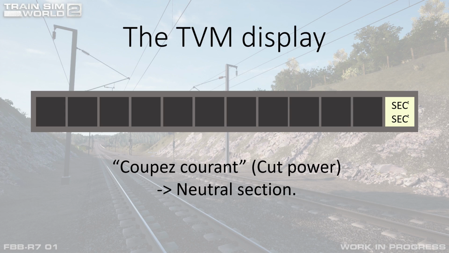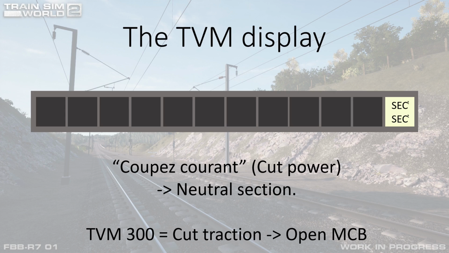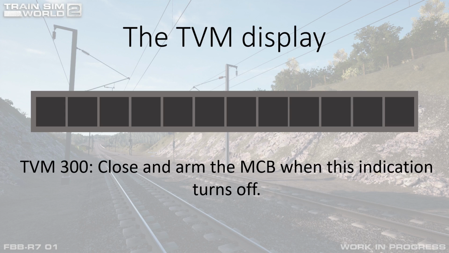You would not need to worry if you're running under the TVM 430, as the process of opening and closing, rearming the MCB is entirely automated on the TVM 430. Under the TVM 300, you need to do that manually, so cut the traction, then open the MCB. You will be able to close and rearm the MCB when the indication turns off, still in the TVM 300.